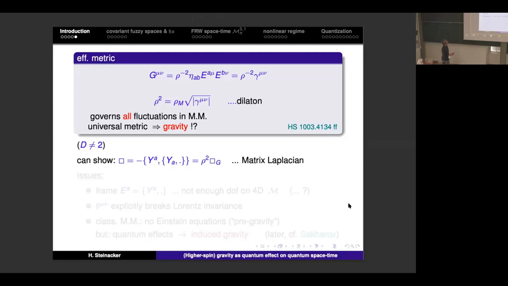So there is this extra object which will play the role of a dilatone, and so the metric has this form. And it turns out that this metric governs not only these transversal fluctuations, it also governs the longitudinal, the tangential fluctuation, so it also governs the gauge field, and basically it governs all the fluctuations in the model. So it's a universal metric, and if you have a universal metric, that's the hallmark of gravity, right? So this is some kind of a gravity theory.